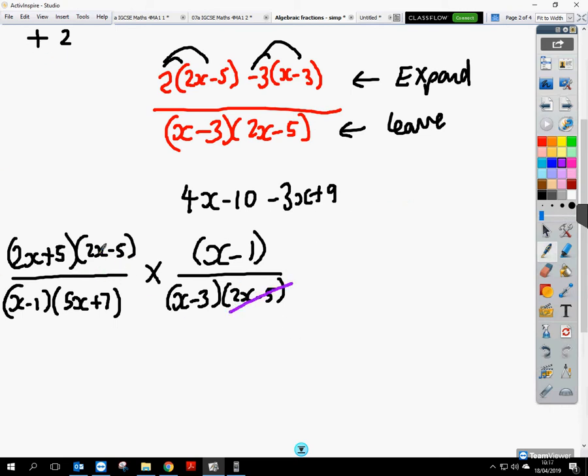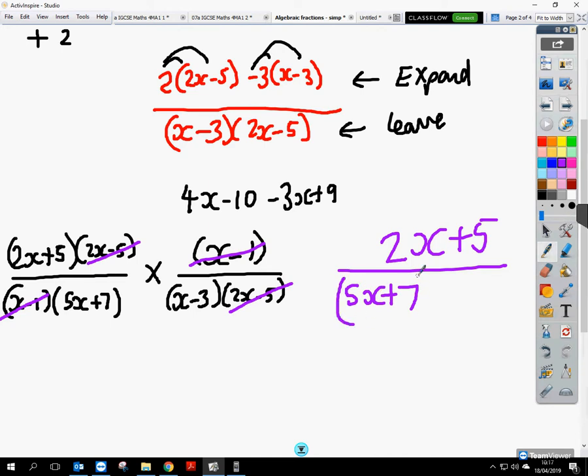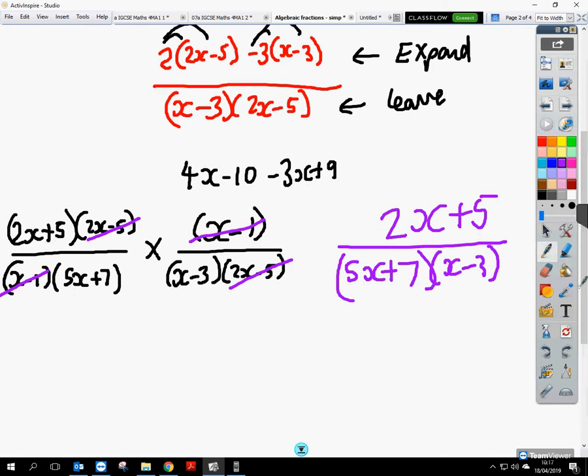So you have a 2x minus 5 in the denominator, which cancels with 1 from the top. You have an x minus 1 in the numerator, which cancels with 1 from the bottom. And what are you left with? Well, in the numerator, you have a 2x plus 5. In the denominator, you have 5x plus 7 and an x minus 3. And this is the final answer to the question. No more cancelling.